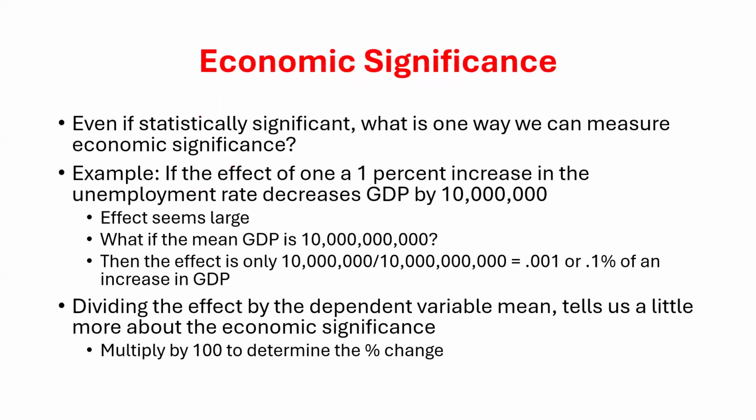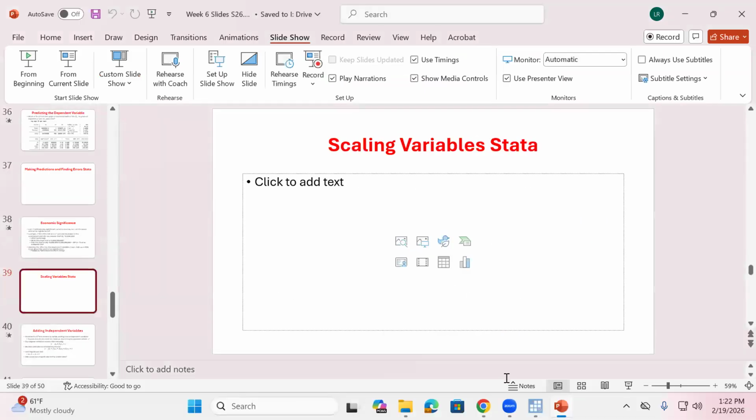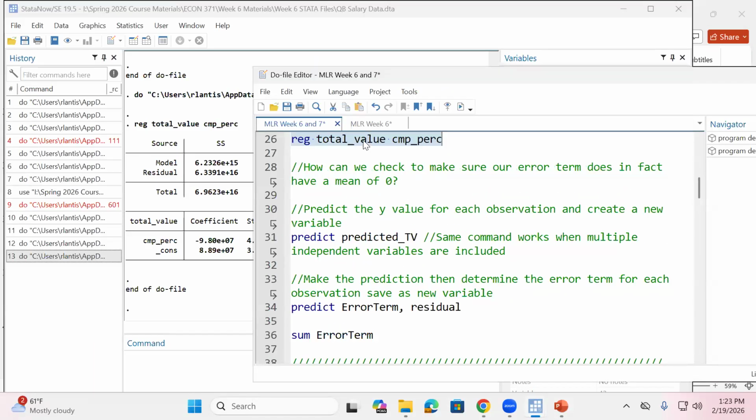Now, what we haven't talked about yet, and I think I left this slide open: if I scale a variable, what's going to happen to the R squared? I'm still using the same variable. It just has a different number of units, but is the R squared a unit measure? It's unitless. So if I scale a variable, it shouldn't impact my R squared or my adjusted R squared at all. So we can see whether or not this is the case. So we'll jump back into that MLR week 6 and 7 do file.